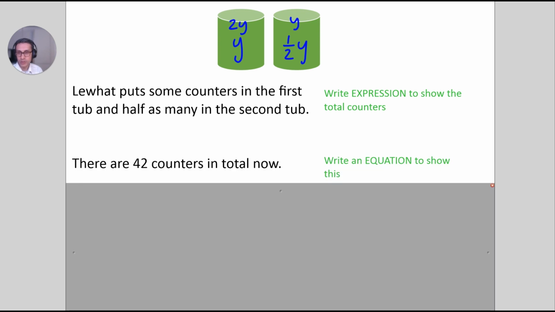And it says there are 42 counters in total now. Write an equation to show this. So we can say, I need to get over that one. I'm not sure about that. Let's try again.